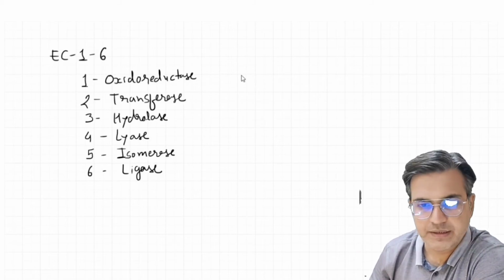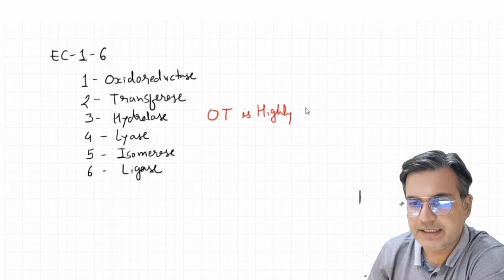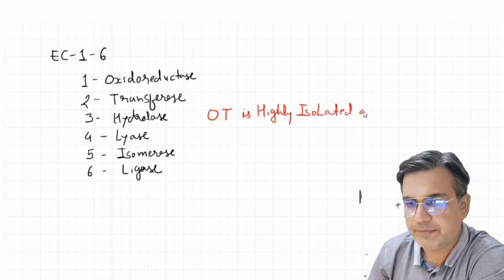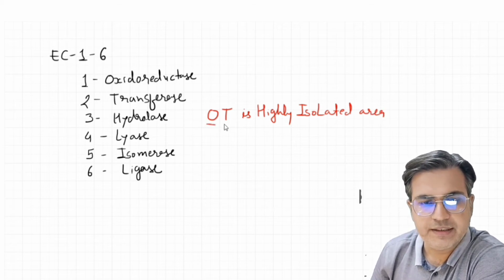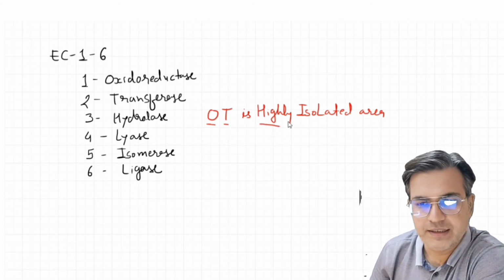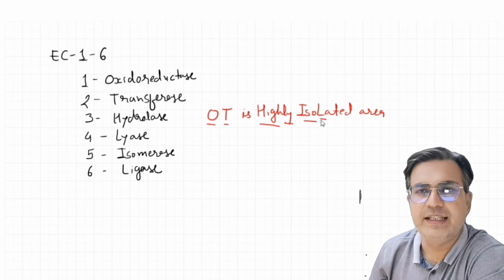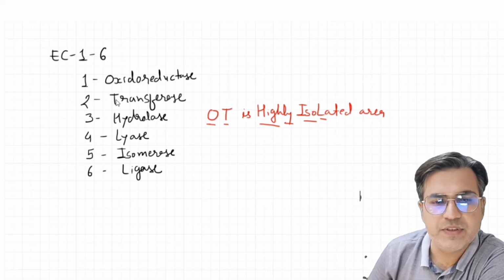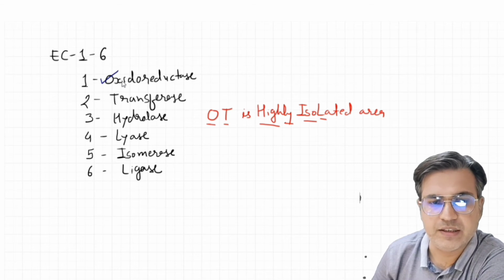Now to remember this, the mnemonic is OT is highly isolated area. O means oxidoreductase, T means transferase, high means hydrolase, lyase, isomerase and ligase. Enzymes which carry out oxidation reduction reactions are oxidoreductases.